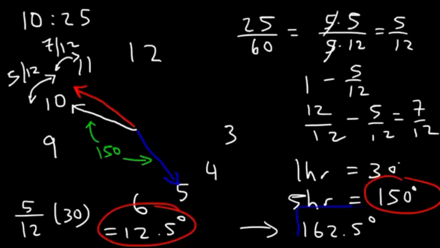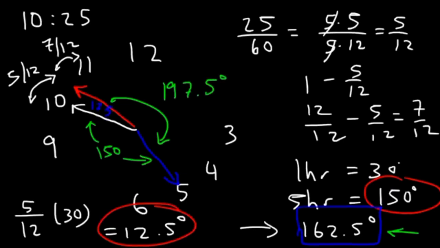So that is the shorter angle between the hour hand and the minute hand when the clock says 10:25. By the way, if you want to find the longer angle, that is this angle, it's simply 360 minus this answer. So 360 minus 162.5 will give you the other angle of 197.5. And keep in mind, this is 12.5 on the inside. So all three of these angles have to add up to 360.